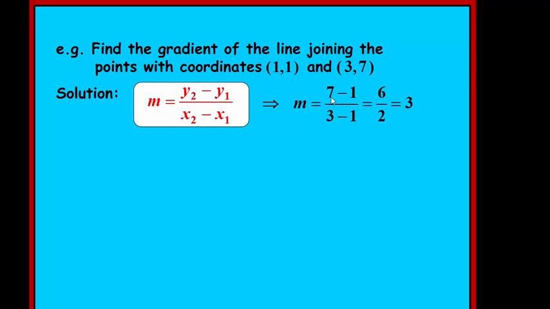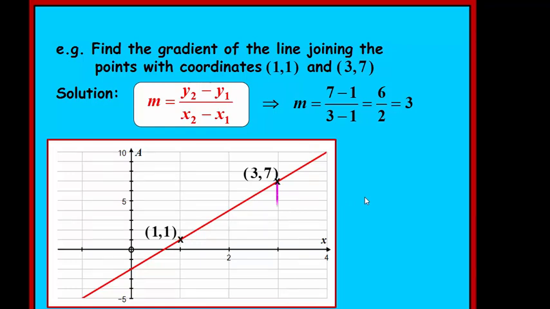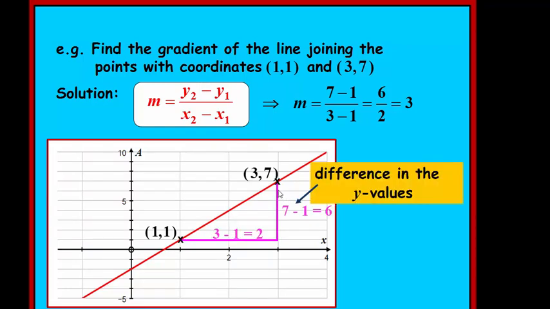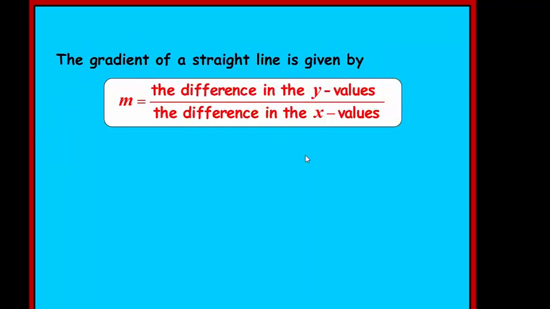by applying the formula. If we call this point x1, y1 and this point x2, y2, we can simply apply the formula 7 minus 1 for the y values over 3 minus 1 for the x values and get the value of m, the gradient, as 3. Looking at this graphically, we can see there's our difference of 6 in y, there's our difference of 2 in x. So in other words, the gradient of a straight line is given by the difference in the y values over the difference in the x values.